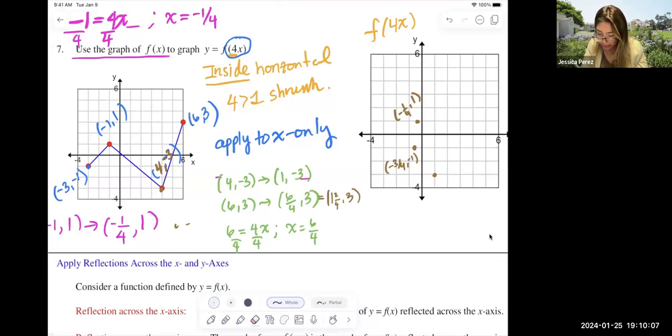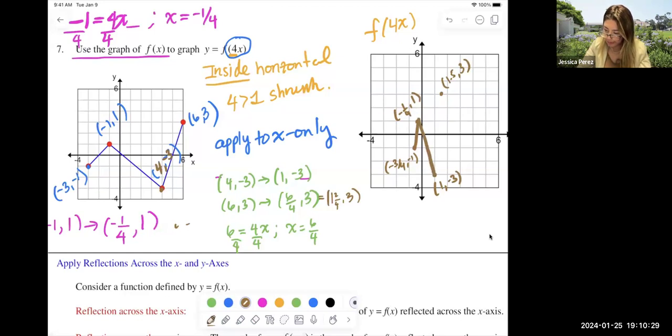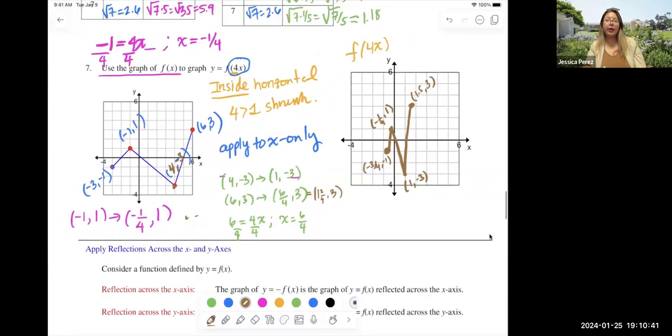Like so. And then it doesn't let me do that again. 1, 2, 3, right there. So this one was 1, negative 3, and this one was 1.5, if you will, comma 3. So then I'm just going to draw this so that this is exactly the horizontal shrink that is occurring to the graph.